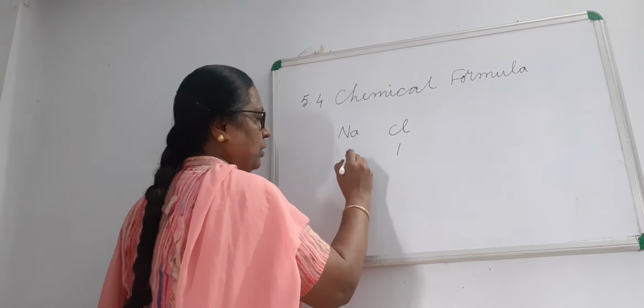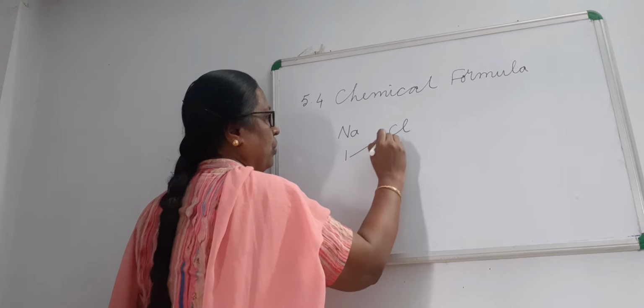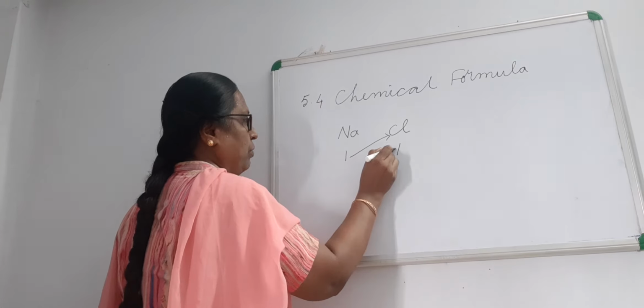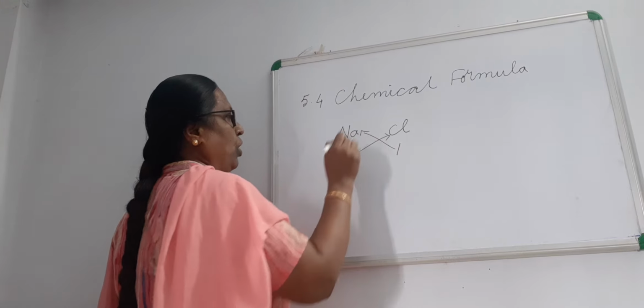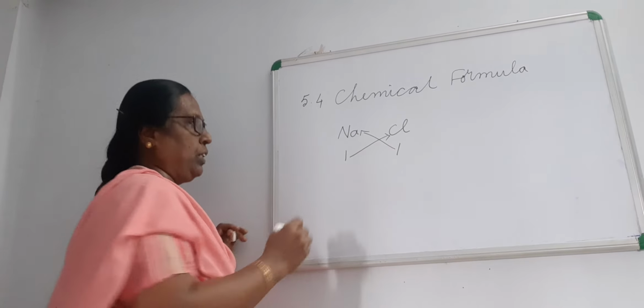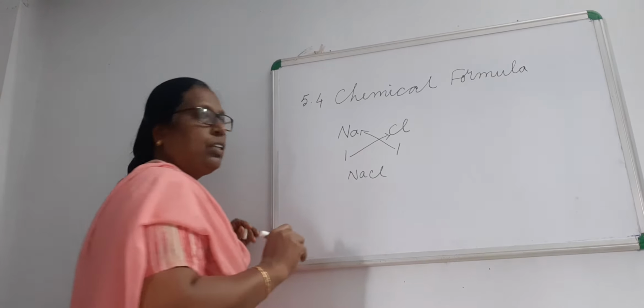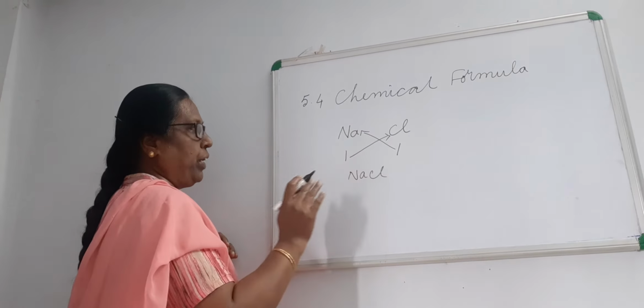After that, the valency of the metal will go to the non-metal and the valency of the non-metal will go to the metal. So what will the formula be now? NaCl. That's all. The 1 will be ignored.